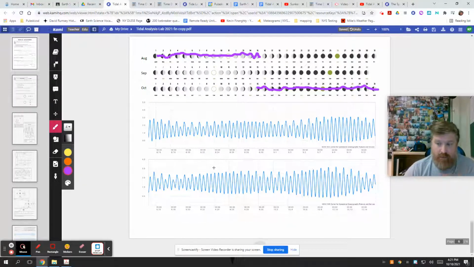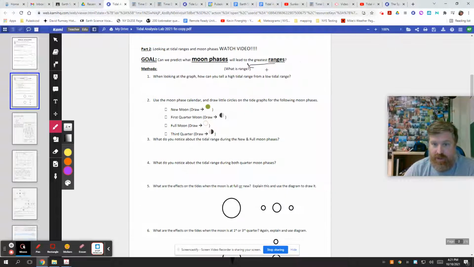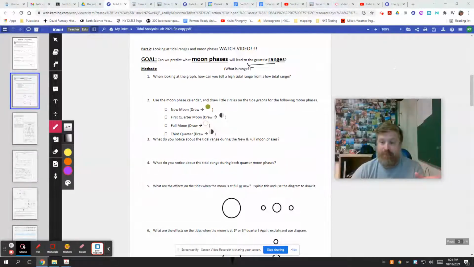But that might not be, hopefully it's not, all you notice. What do you notice about what happens to the highs and the lows as we go throughout the course of the month? Are they consistent the whole entire time? Or do you see some difference here? If you see a difference, what we're going to talk about here is range. So, what is range? It's a really important science idea. It's going to come up again and again.